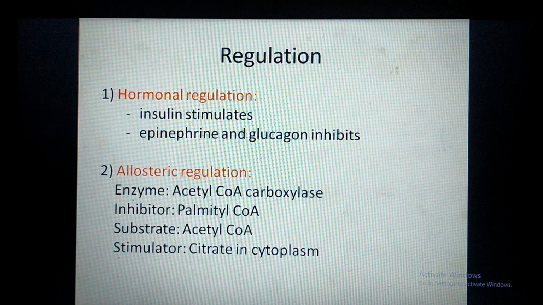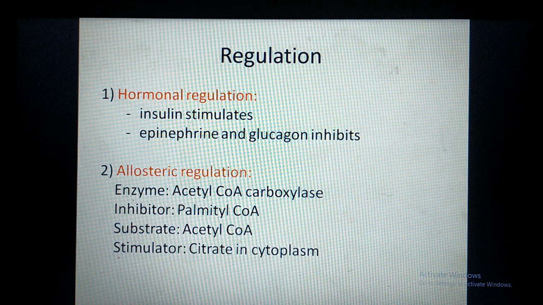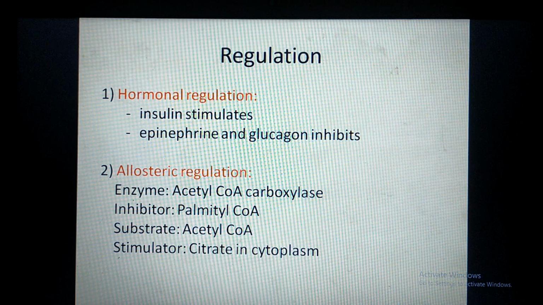Here I have told you the allosteric enzyme is acetyl CoA carboxylase. The inhibitor is palmityl CoA. What is palmityl CoA? Palmityl CoA is the end product of fatty acid synthesis, and the substrate is acetyl CoA. And the stimulator here is citric acid or citrate.